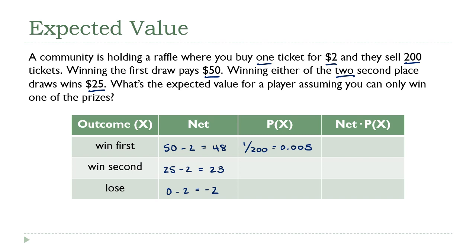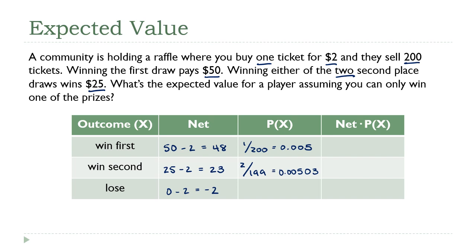Then winning second. Okay, now we're down to 199 tickets, and there are two of them that are winners. So this is going to be 2 out of 199, which is really close to 0.005. It's 0.00503, really close.